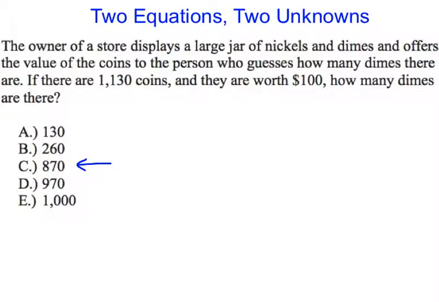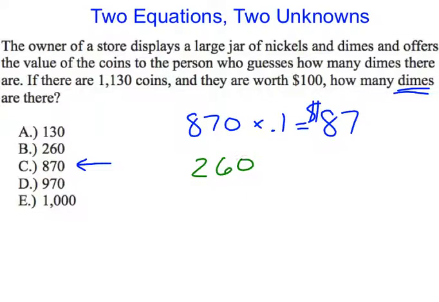I'm going to try a little plug and chug action. So it says we are looking for how many dimes, and I'm going to start with C. So if I have 870 times 0.1, which is how much a dime is worth, that would mean I have 87 bucks in dimes. So that's not too bad. If there is a total of 1130 coins, that means that 260 would be left over for my nickels. And that would mean that I have 13 bucks. And hey, look at that. That total is 100. So I already found the right answer.